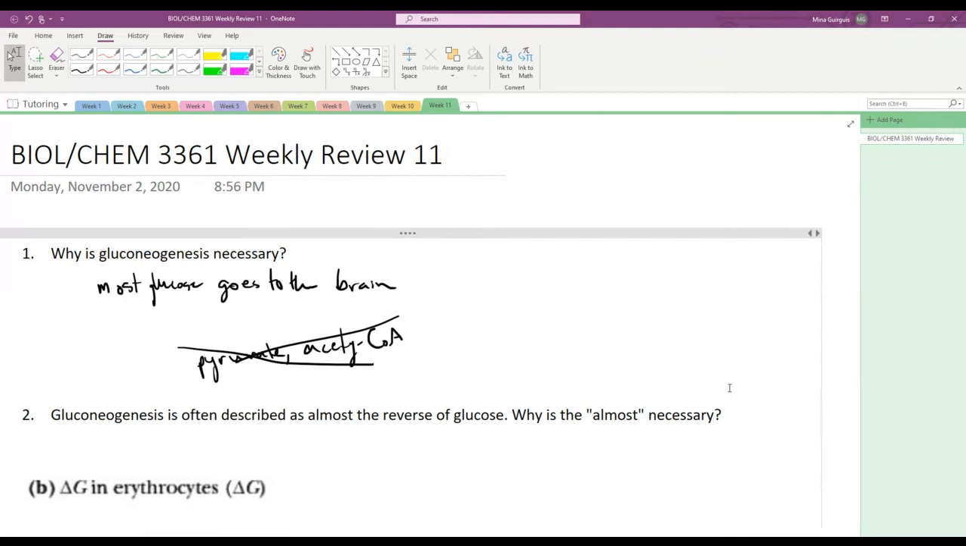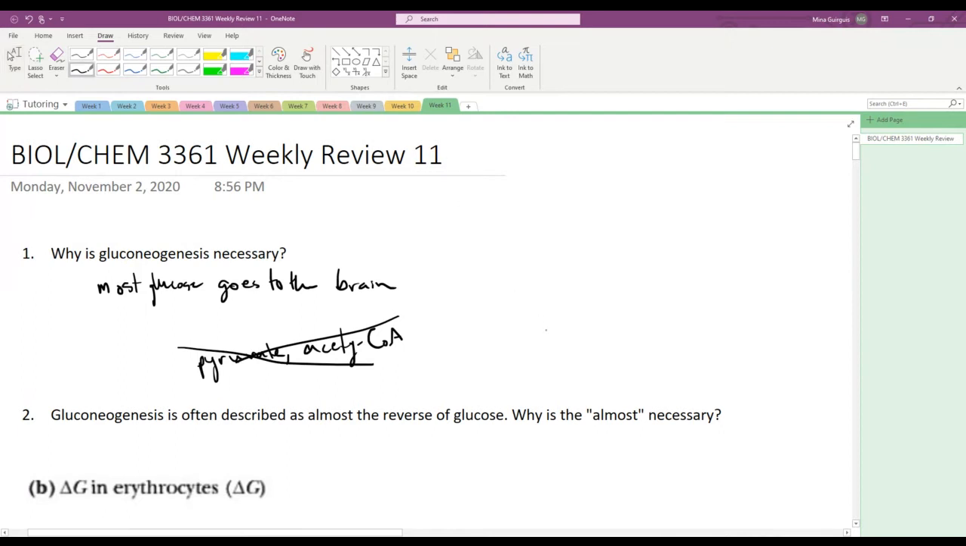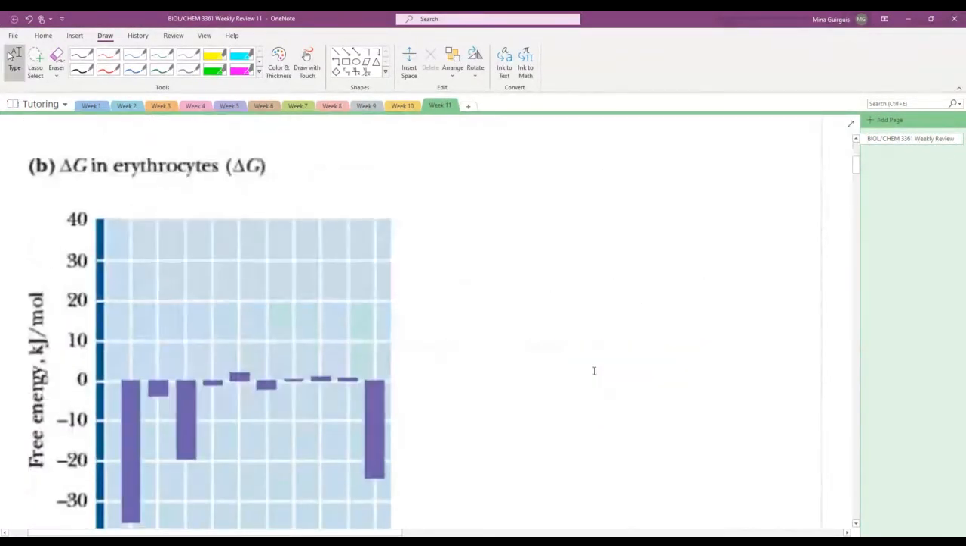So the next question is, gluconeogenesis is often described as almost the reverse of glycolysis. And I always say it's kind of glycolysis backwards, but not quite. So it is necessary to say it's almost, or mostly the reverse of glycolysis. And here's why.